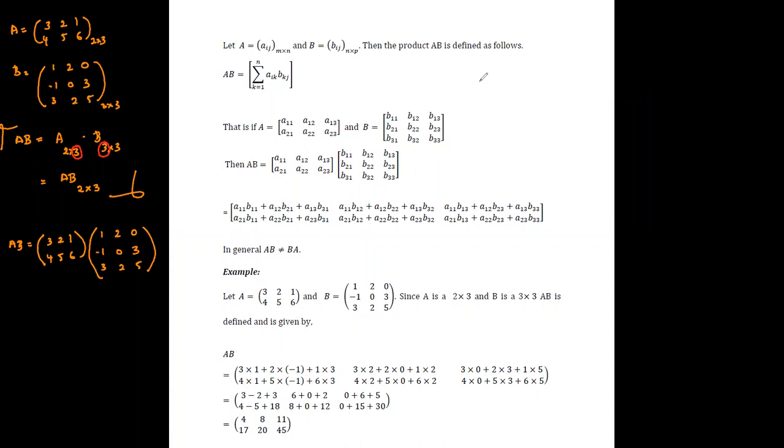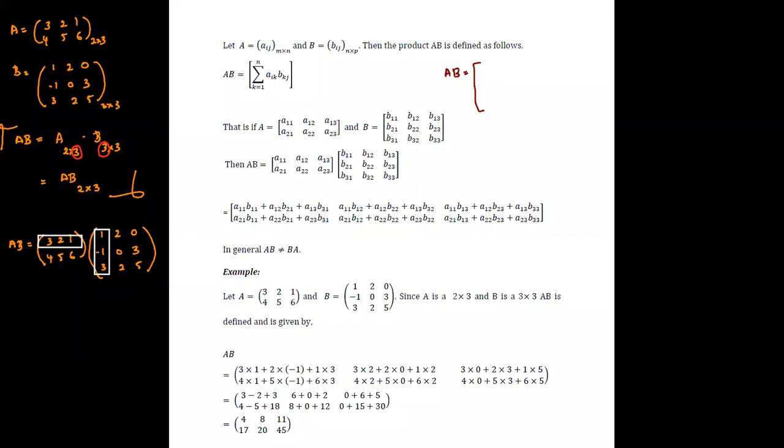If I write it here, the matrix multiplication AB, first we need to identify the first row of the first matrix multiplied with the first column of the second matrix. This is the first row we have to consider for multiplication, and it is multiplied with the first column of the second matrix.